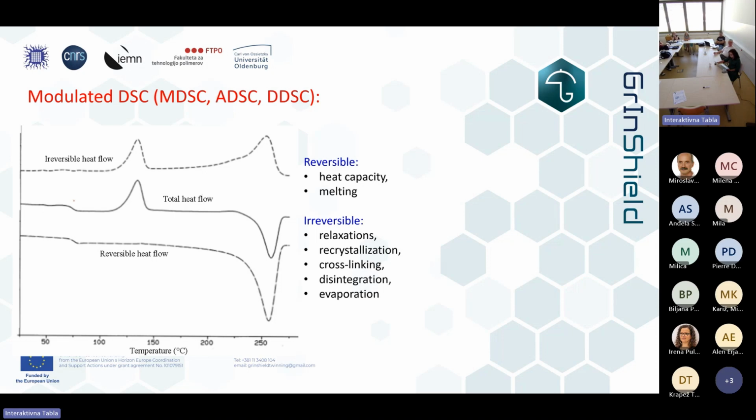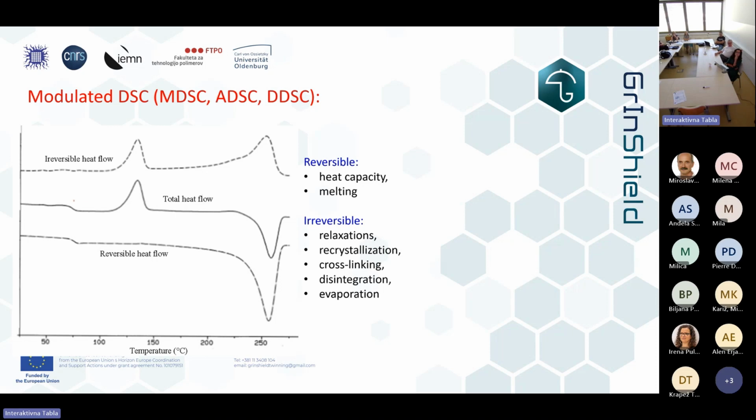When we prepare materials, and for example, we use injection molding, there are always some stresses inside. We can see some relaxation also, relaxation after this glass transition, for example. Then we can see recrystallization and cross-linking, decomposition. So the things that will not go back if we cool down a little bit. Once something evaporates, it will never come back for sure. And this is how we really nicely separate.